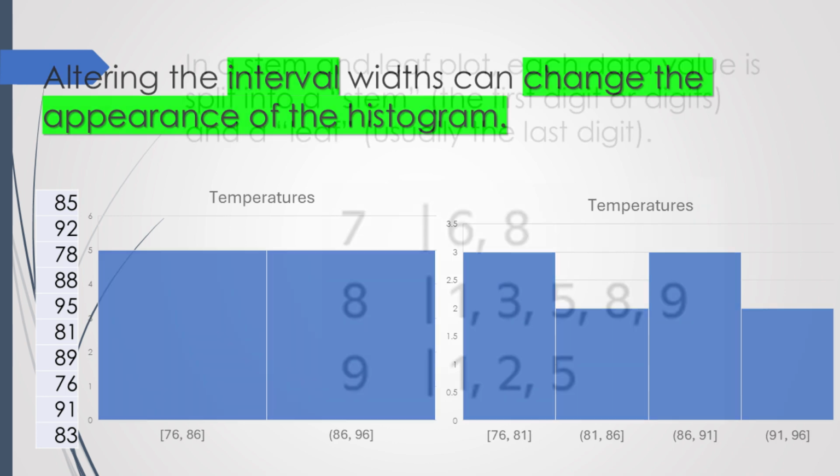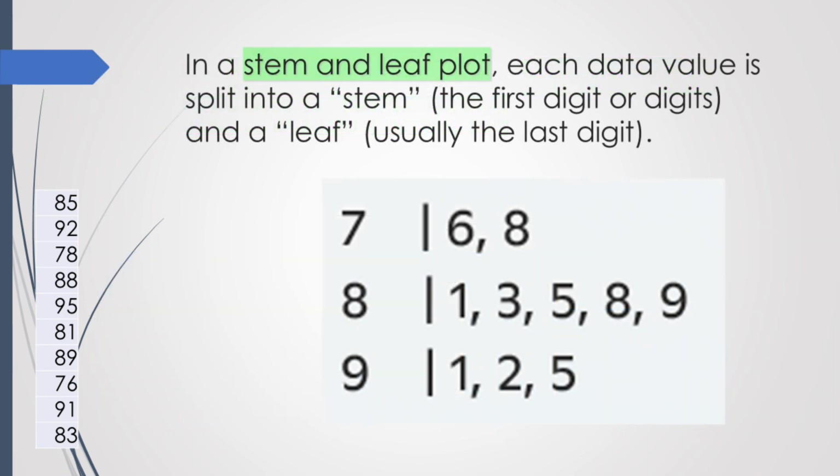histograms look very different. The next thing that you need to know is that in a stem and leaf plot, each data value is split into a stem, which is the first digit or digits, and a leaf, which is usually the last digit. Sometimes, these rules change, so on the AP, if you get a question about stem and leaf plot, remember to look for a legend.